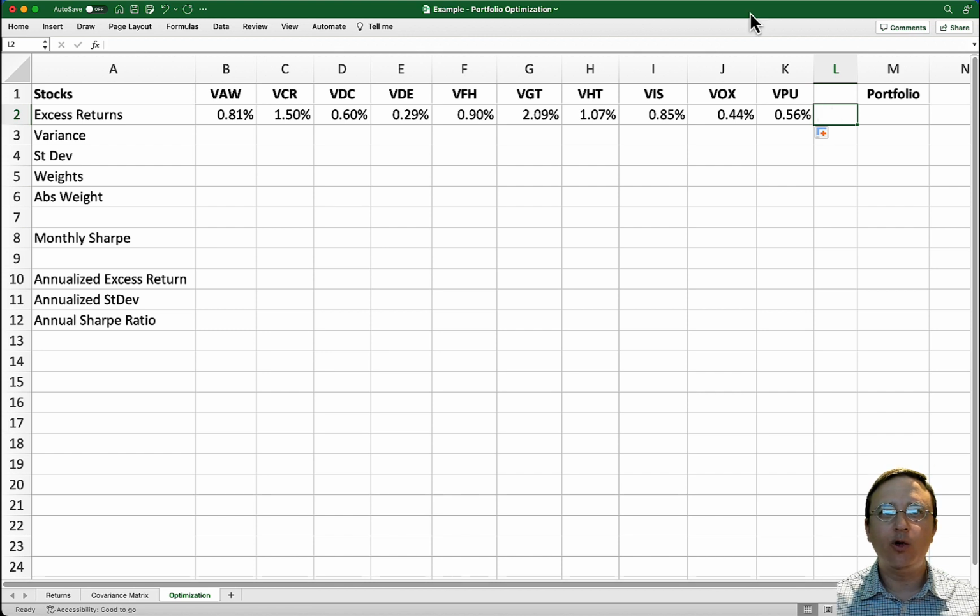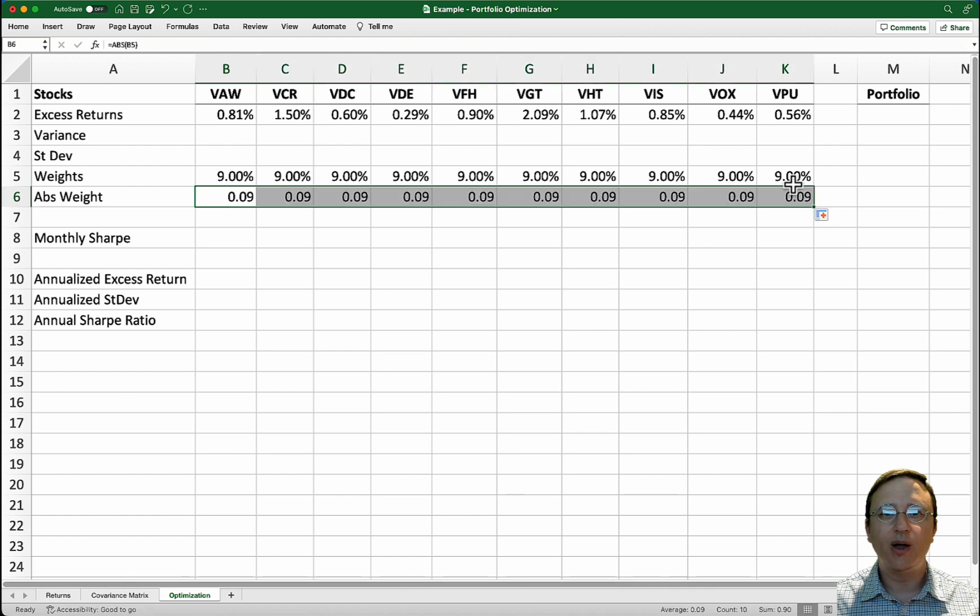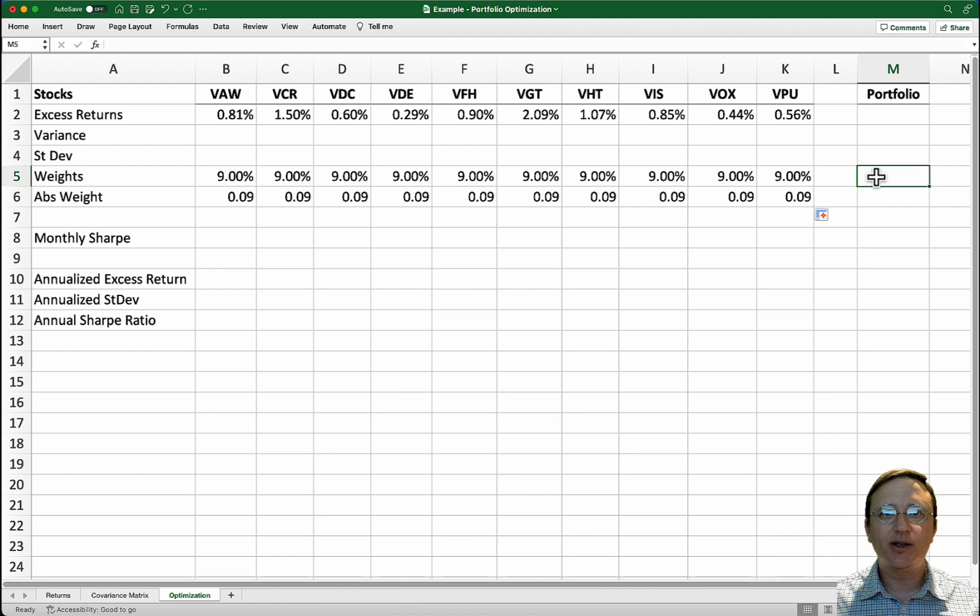Fill in the portfolio weights with some arbitrary values. This is necessary to give the solver a place to start and to check whether our formulas are being evaluated correctly. Calculate the absolute value of the portfolio weights. This will be used as a leverage constraint to ensure that our weights do not go to positive or negative infinity. Calculate the sum of the weights. This will be constrained to 100% to ensure that we are fully invested.